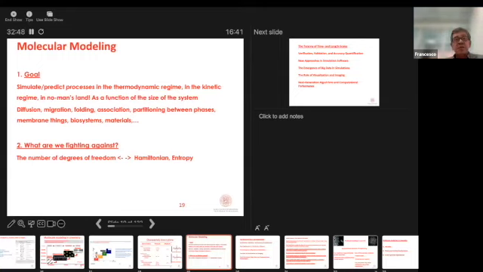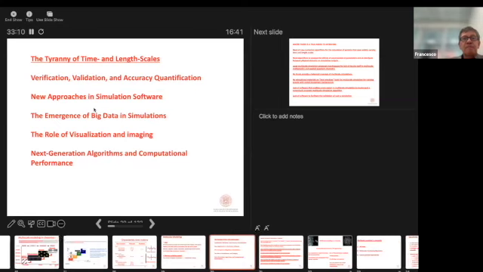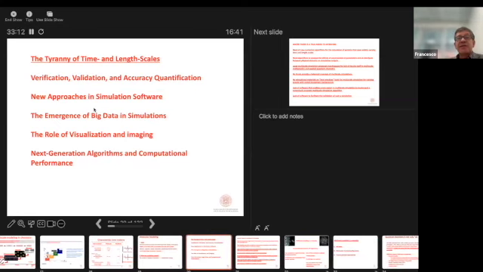But when we do that, we are fighting against something that is important. On the one hand, we're fighting against the number of degrees of freedom, 3 multiplied by the number of atoms that we are dealing with. We're fighting against a very complicated Hamiltonian. We're fighting against free energy and ultimately against entropy. And so there is a tyranny here, and we need to verify, validate, and determine the accuracy of the calculations.